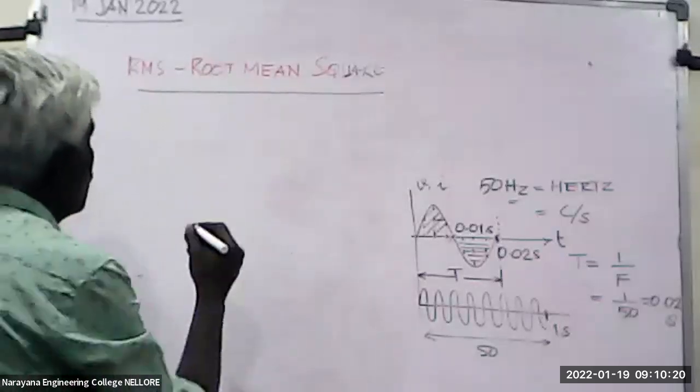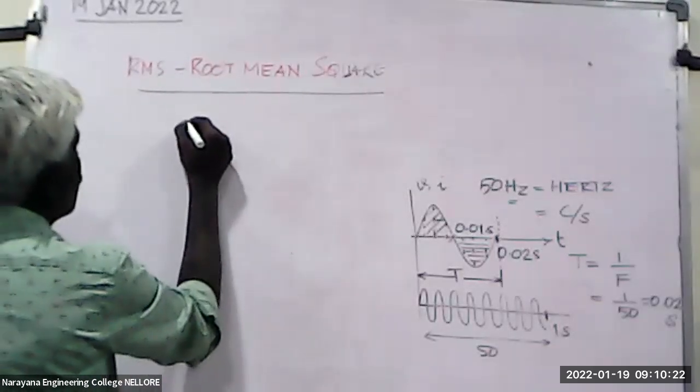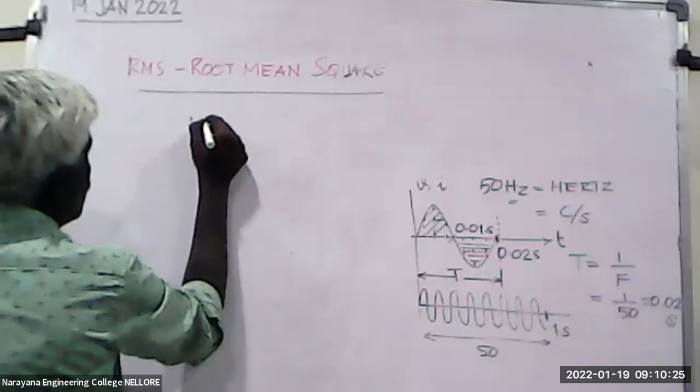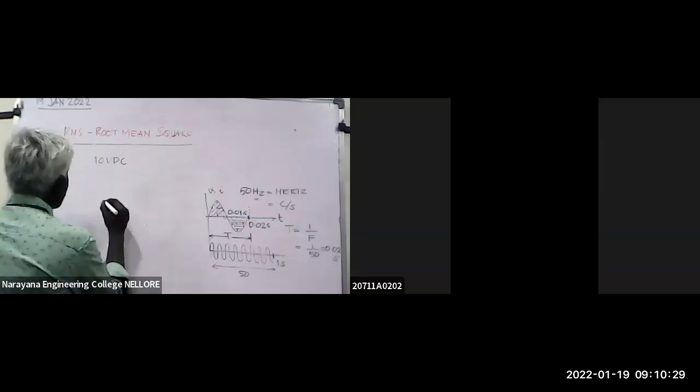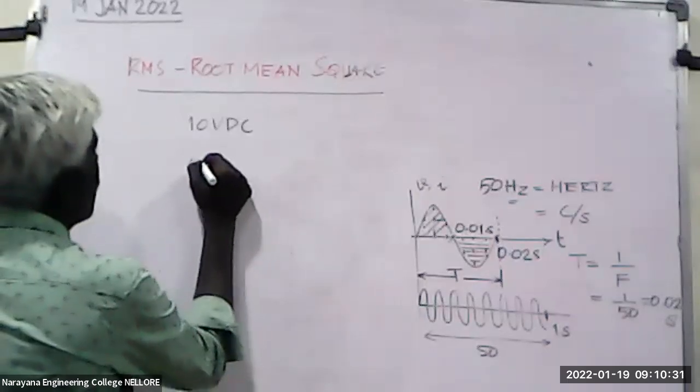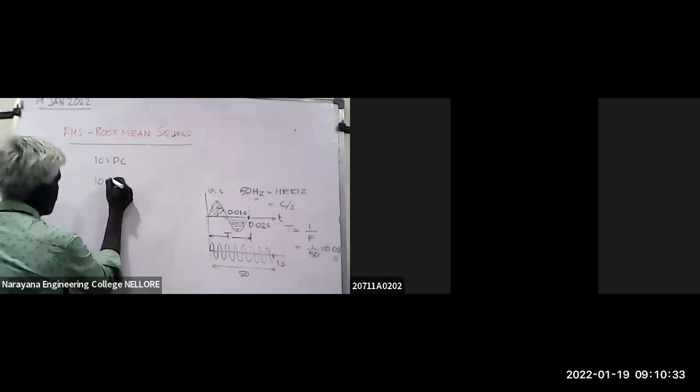Now, I take a value of, for example, 10 volt DC, and I take one of 10 volt AC.